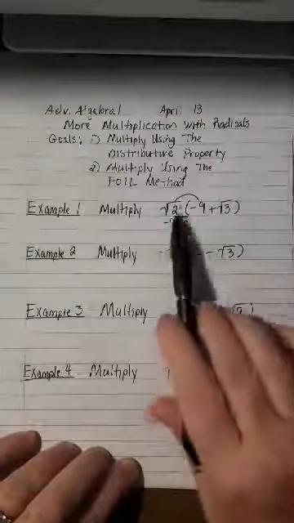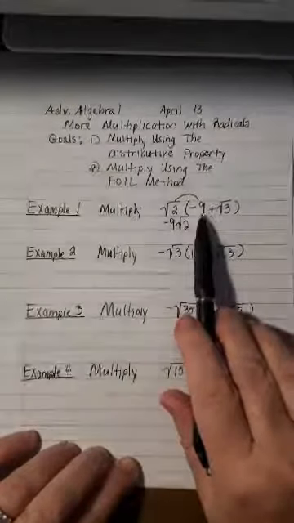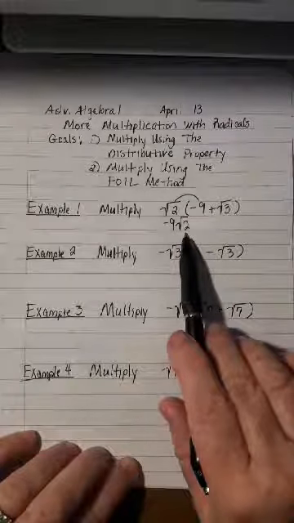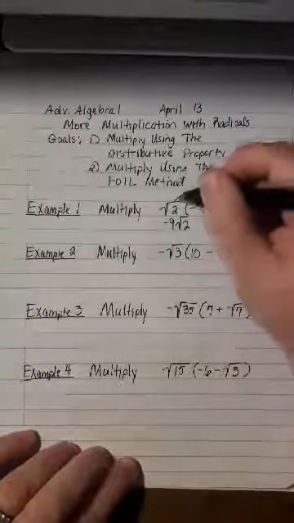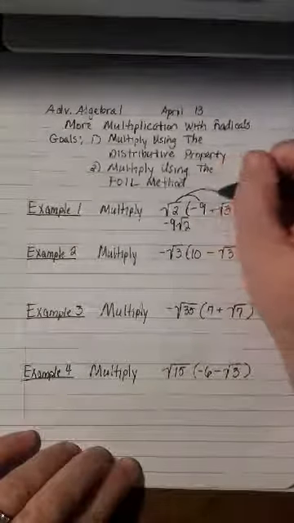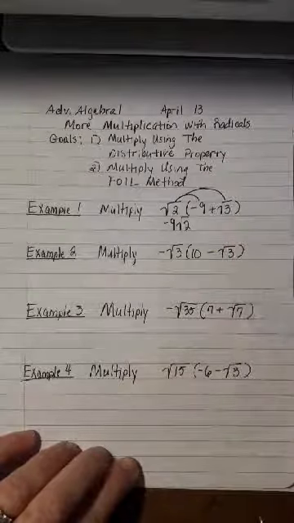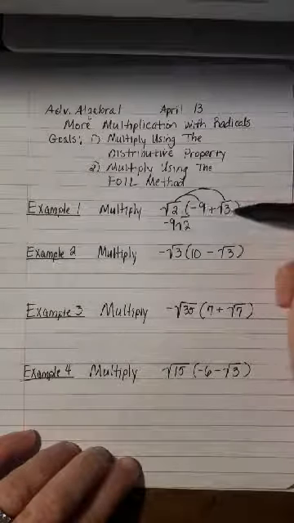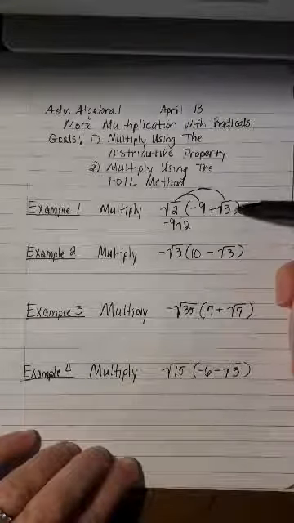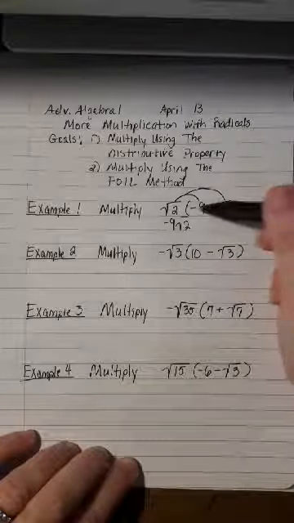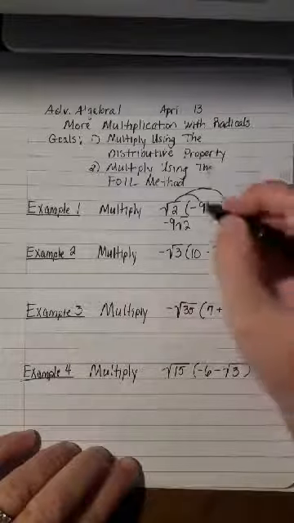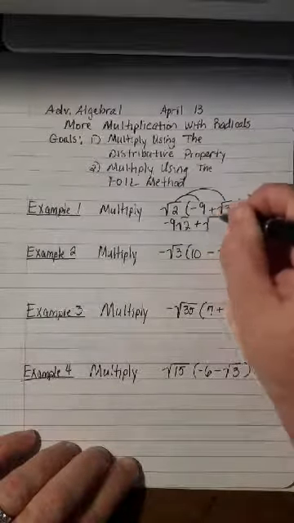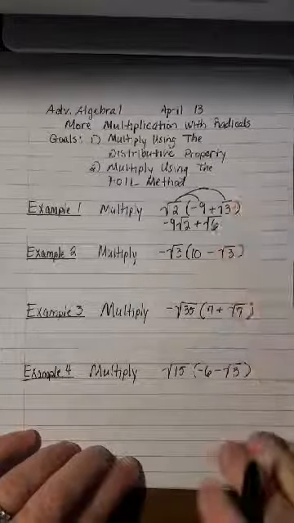So the square root of 2 times negative 9 is negative 9 on the square root of 2. Then you take the square root of 2 and you multiply it by the second term in the parentheses. Both of those are under the square root symbol. So when you multiply the square root of 2 times the square root of 3, you multiply the 2 times 3, and you just get the square root of 6, and put the plus sign down. So plus the square root of 6.